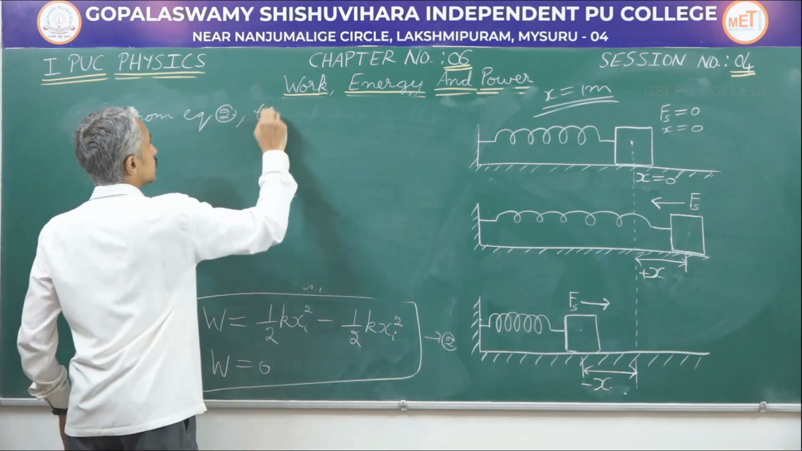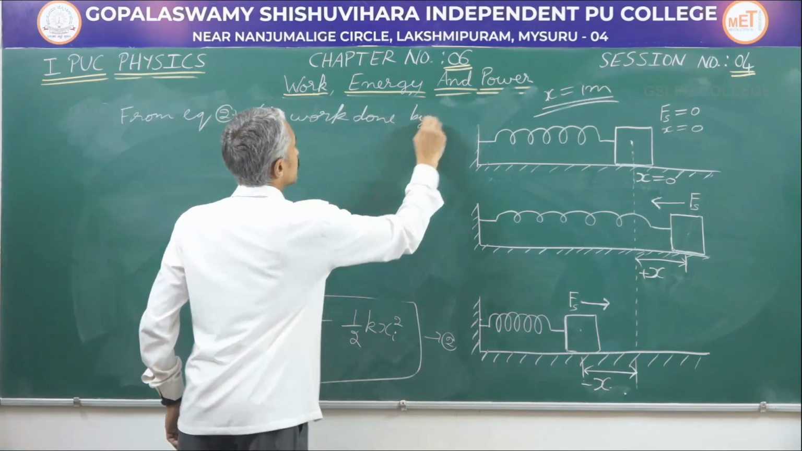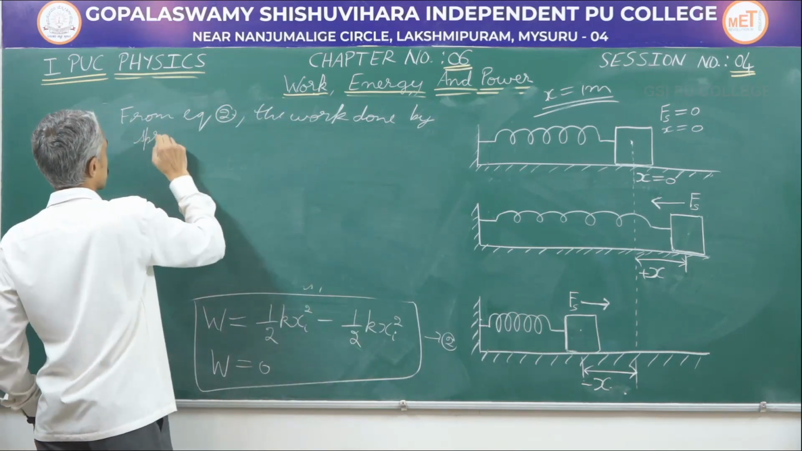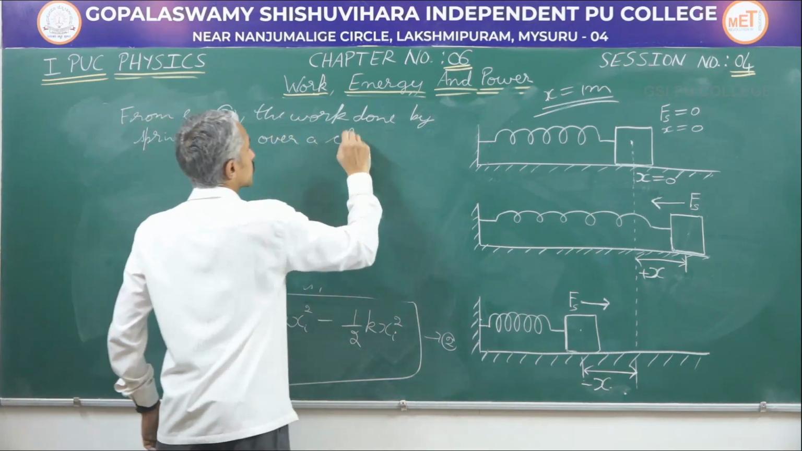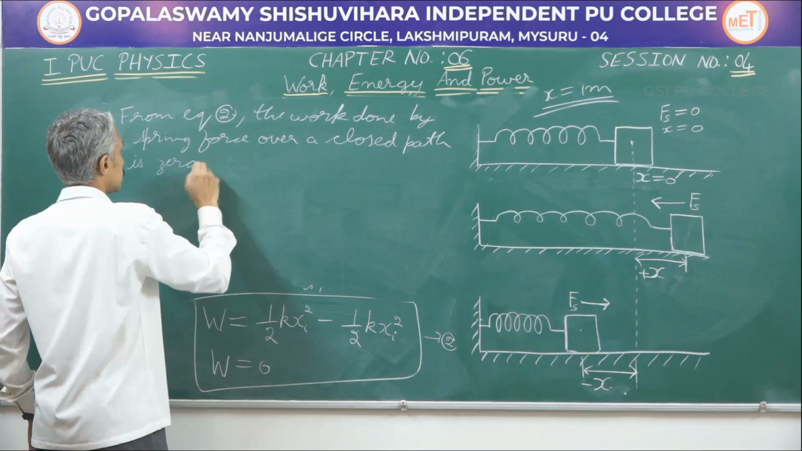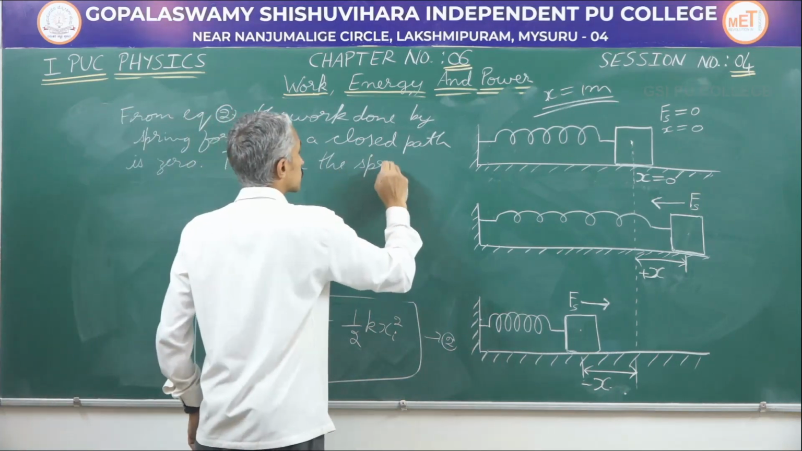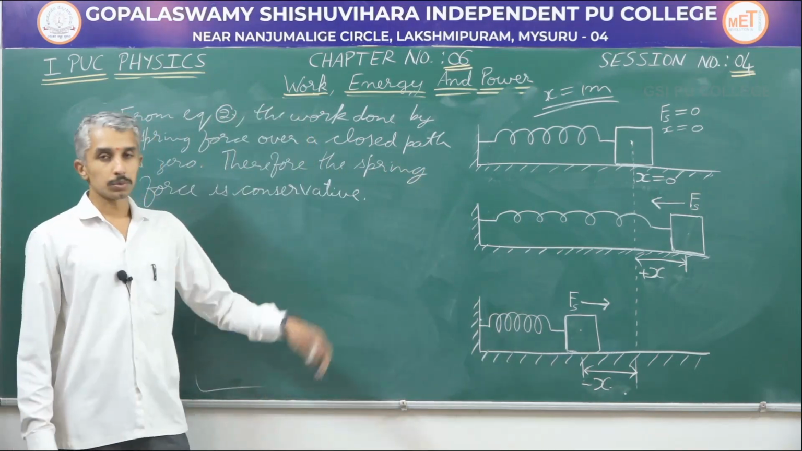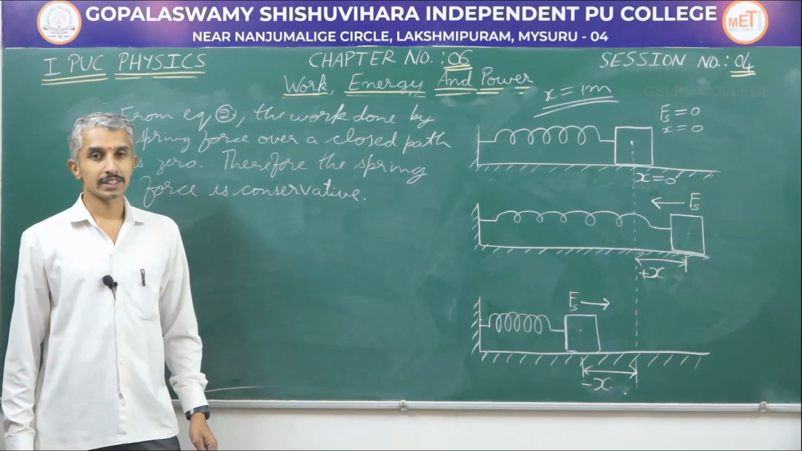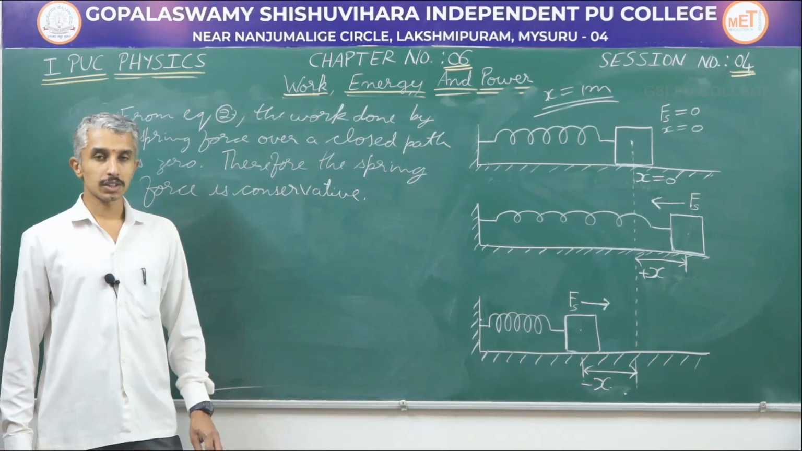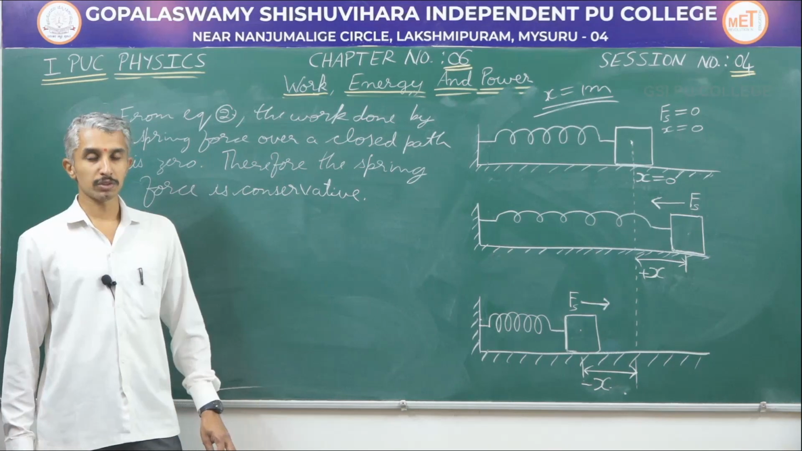From equation 2, the work done by the spring force over a closed path is 0. Therefore, the spring force is conservative. So, this proves that the spring force is conservative. We will finally see what is the total mechanical energy of a spring mass system.